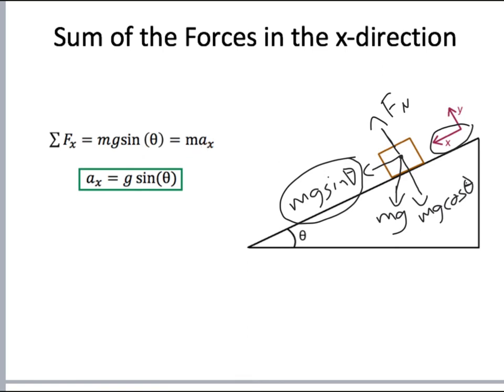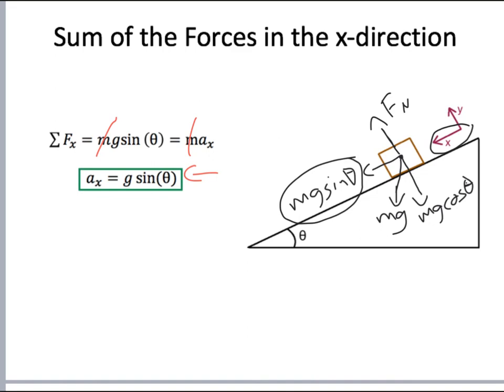And of course, I can see that my masses are going to cancel out. I can divide both sides by m, and I get my answer here, that the acceleration in the x direction is g times the sine of theta. And so that should work for any theta.